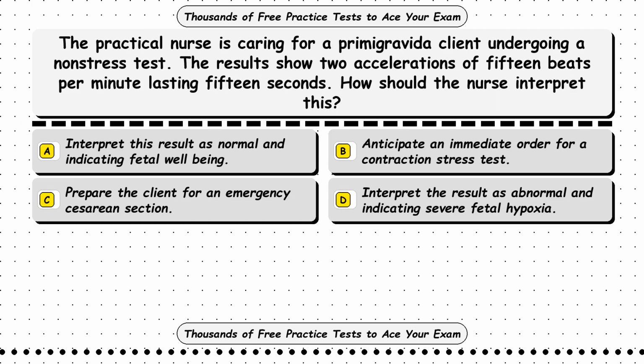Question 94. The practical nurse is caring for a primigravida client undergoing a non-stress test. The results show 2 accelerations of 15 beats per minute lasting 15 seconds. How should the nurse interpret this? Option A. Interpret this result as normal and indicating fetal well-being. Option B. Anticipate an immediate order for a contraction stress test. Option C. Prepare the client for an emergency cesarean section. Option D. Interpret the result as abnormal and indicating severe fetal hypoxia.